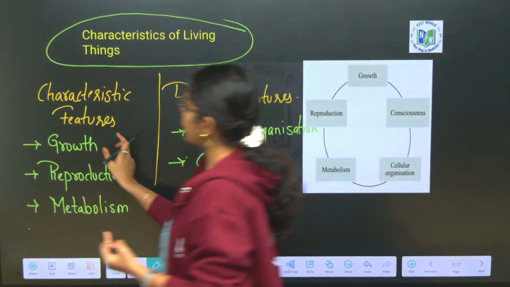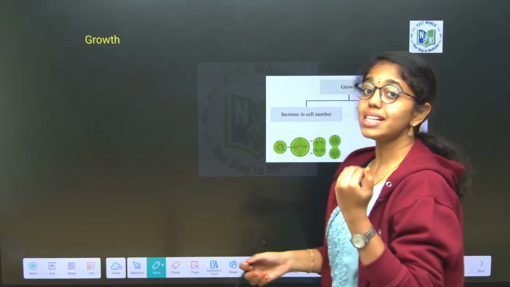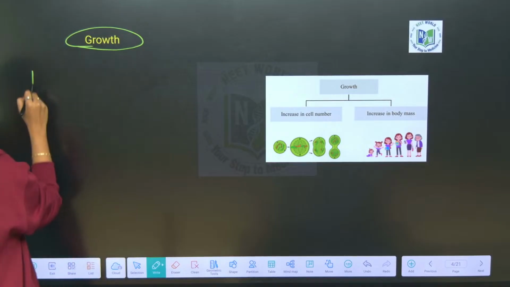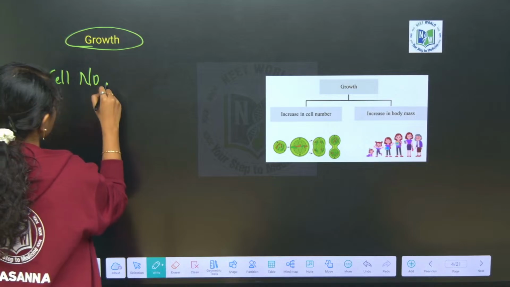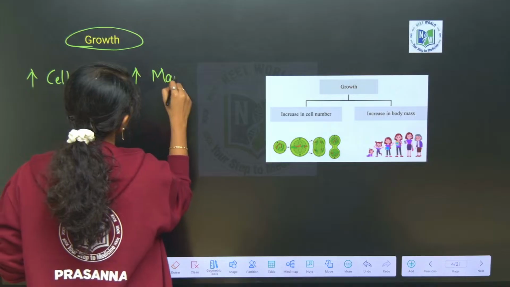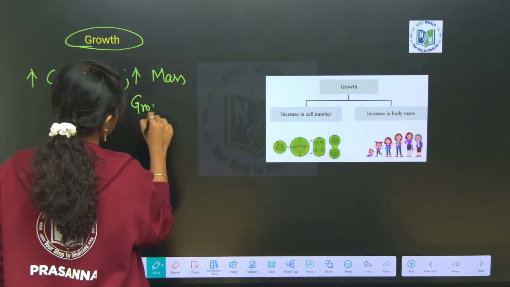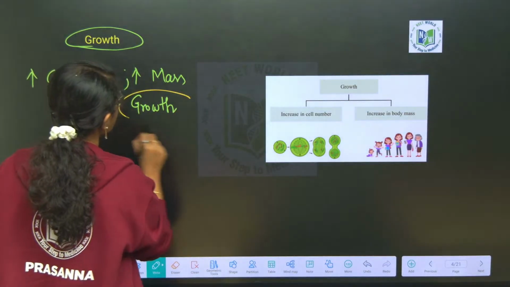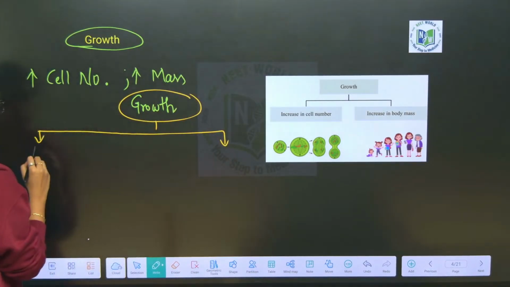First, let us understand growth. Growth is defined as increase in the cell number or increase in the mass. Increase in cell number and increase in mass are twin characteristics of growth. As such, growth can be of 2 types, extrinsic growth and intrinsic growth.